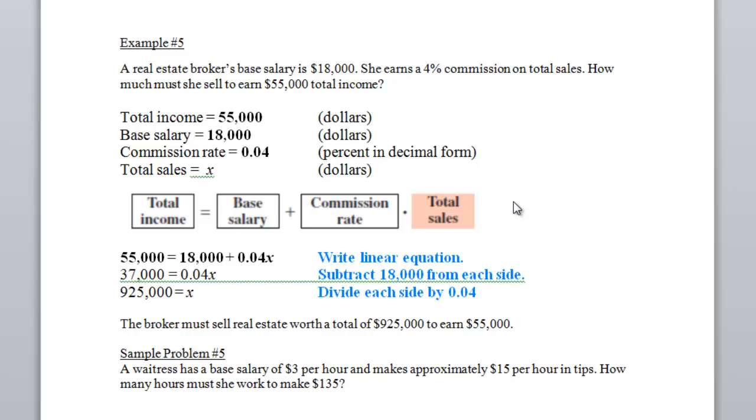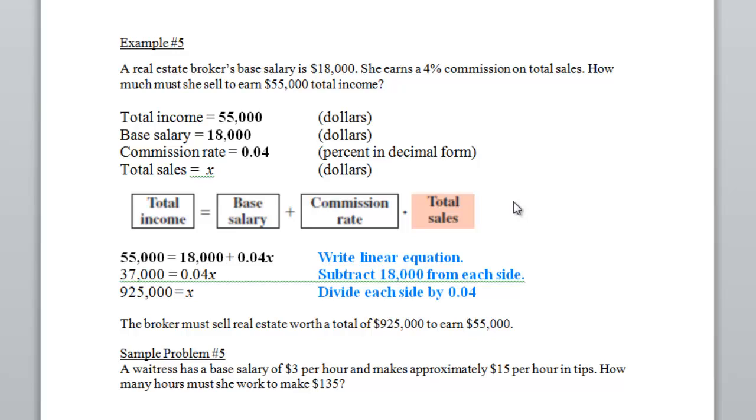For example number 5, we're going to be dealing with a word problem, or what we sometimes call an application problem, where we're going to apply our knowledge of solving equations, in this case, to a real-world example. So let's take a look at example number 5, and we'll walk you through how to work these things.